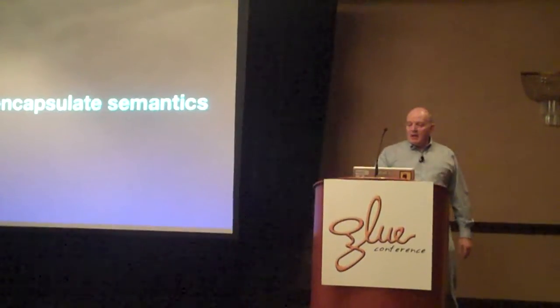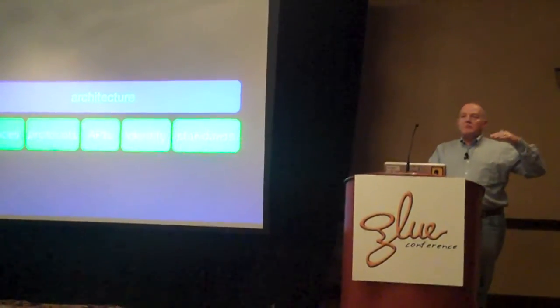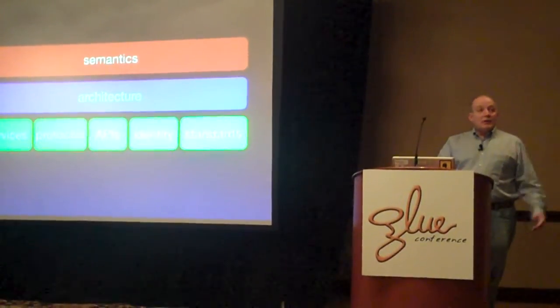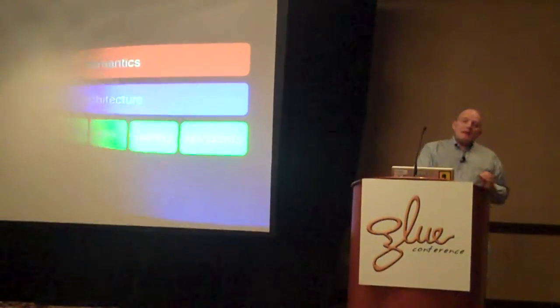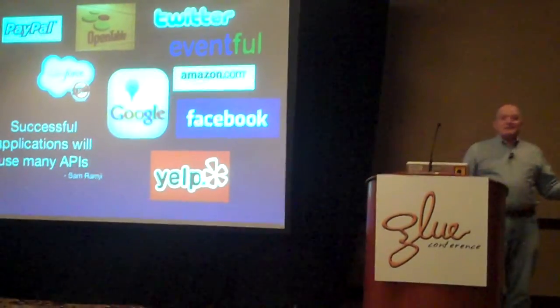Right? So on top of this architecture that we built to help us manage complexity, one of the things we do is we build semantics in the form of APIs, for example. But it turns out this is still hard. And the reason this is still hard is because there's lots of APIs.